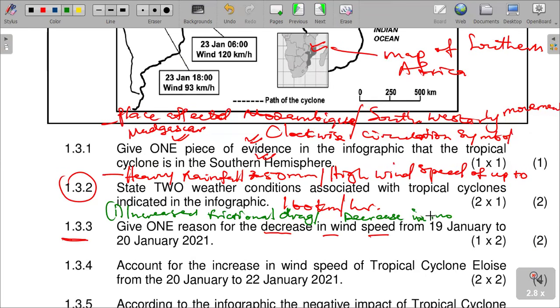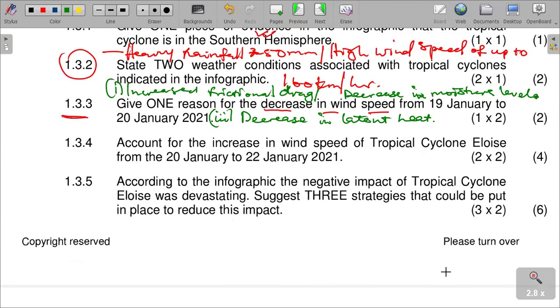A decrease in moisture level. Remember, moisture level is very important, which is supposed to provide the latent heat of vaporization. So we can also say it can be a decrease in latent heat, which can be another additional point. Remember, latent heat provides the sustenance of the cyclone. So a decrease in latent heat suggests that the cyclone might also decrease in speed. Such reasons can also make good sense.